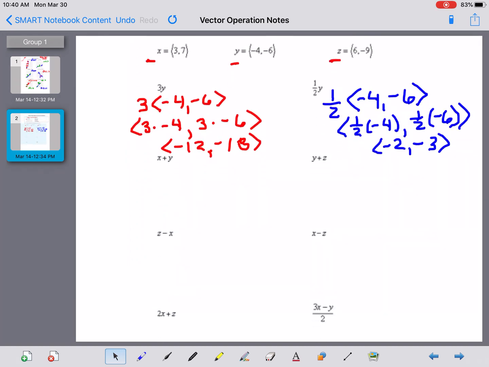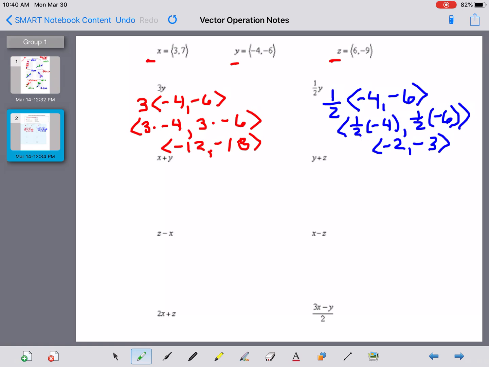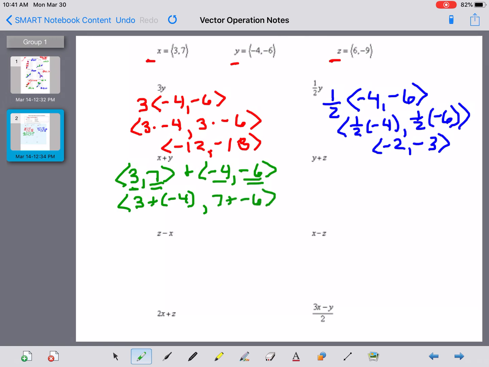So let's go ahead and do some addition. I'm going to try to keep it so that you can tell which problem is which here. So now I'm going to do a little addition, okay? So x was 3, 7, and vector y is -4, -6, and I'm going to add together. So when I add, first I'm going to add the horizontal component. So I'm going to do 3 plus my -4. And then I'm going to add my vertical components, which is 7 plus my -6. So 3 plus -4 is -1. 7 plus -6 is 1. And my resultant vector is -1, 1.